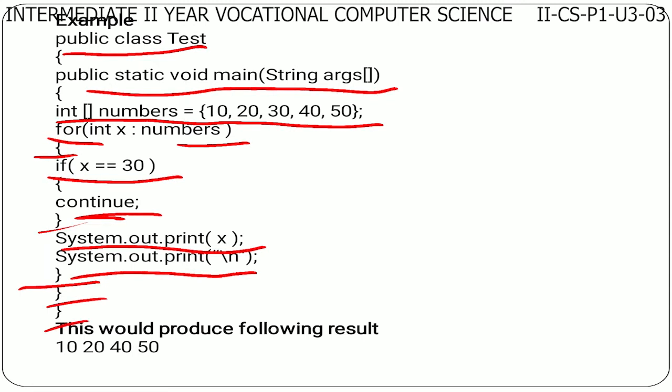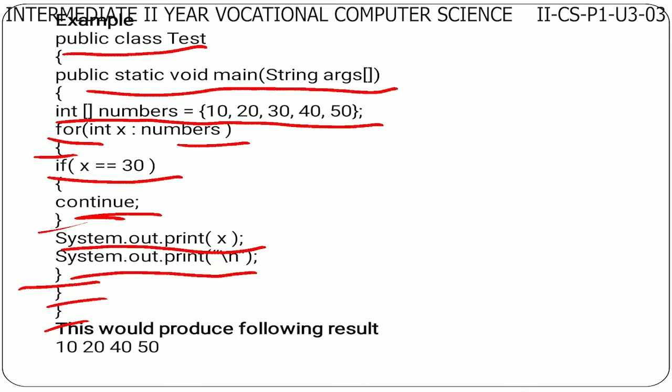In this way we can use continue statement. Let us see how the continue statement works in this program. As I said, numbers is an array that stores integers 10, 20, 30, 40, 50. For accessing that, I am using for loop. In this for loop, x represents these elements. So when I say system.out.print x, the integers are printed.